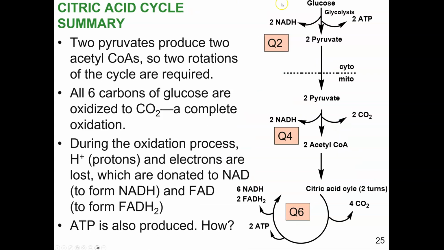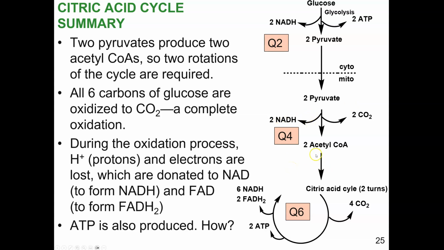So to summarize, glucose goes through to pyruvate in glycolysis. You get 2 pyruvates, 2 NADHs, 2 ATPs. If you have oxygen and if you have mitochondria, the pyruvate goes into the mitochondria, so you have 2 pyruvate, and it gets converted to acetyl-CoA. So 2 pyruvates go to 2 acetyl-CoA, 2 CO2s, and 2 NADHs.